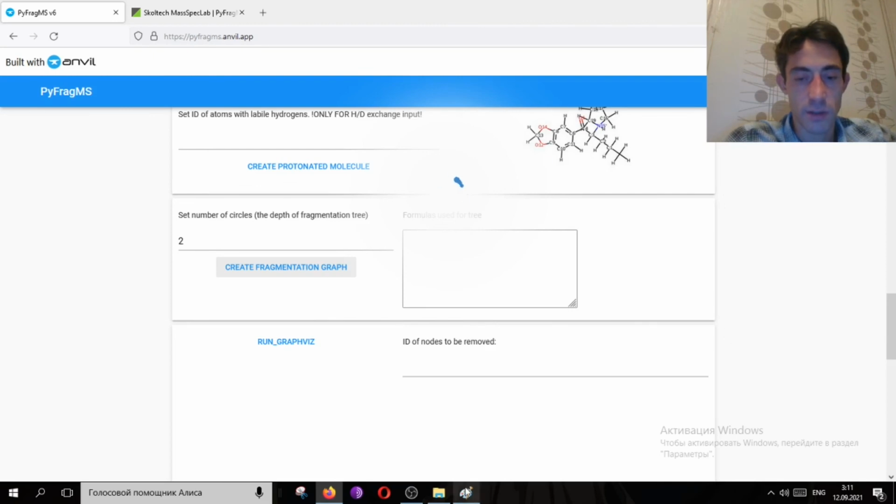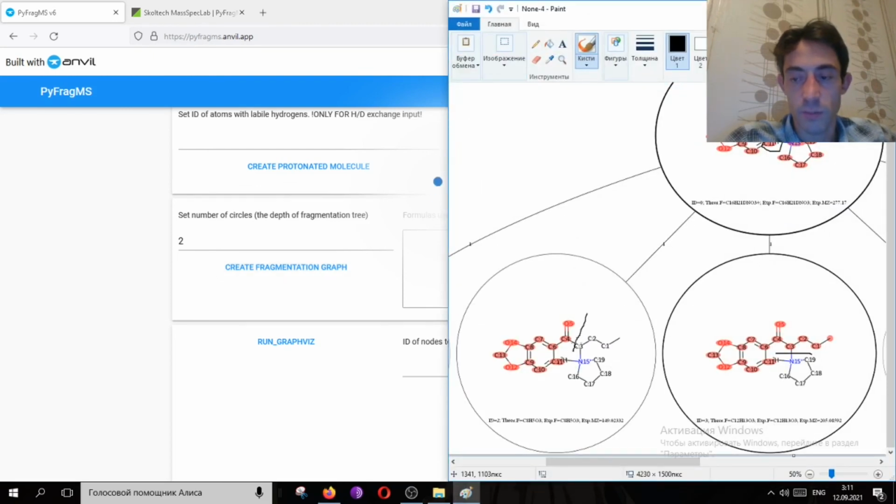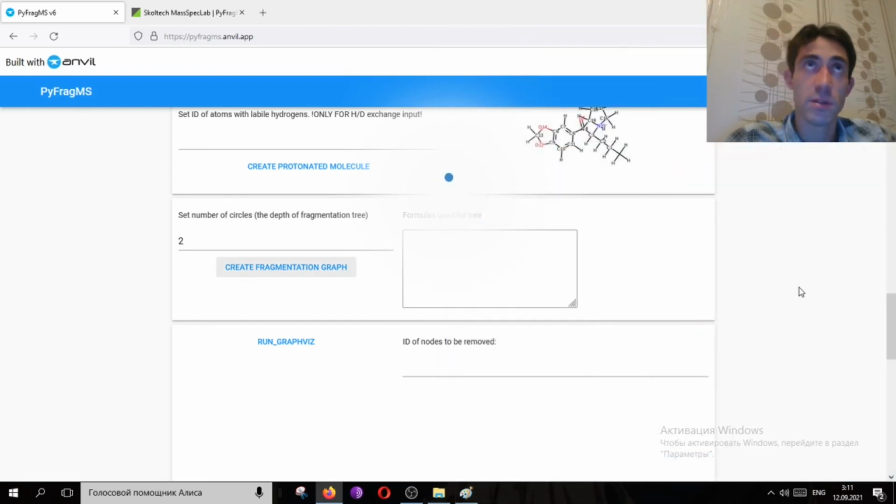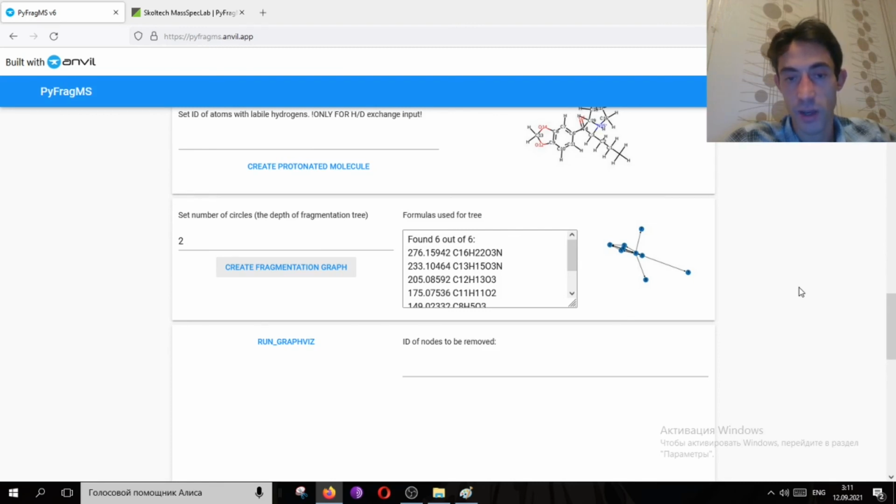Using PyFragMS, it will be possible to understand the real fragmentation pathways, and if we know real fragmentation pathways, maybe it will be possible to create better software for prediction of MS/MS spectra in silico. So we think that this is really important for increasing our knowledge and our abilities in mass spectrometry. Now, okay, 3 is calculated.